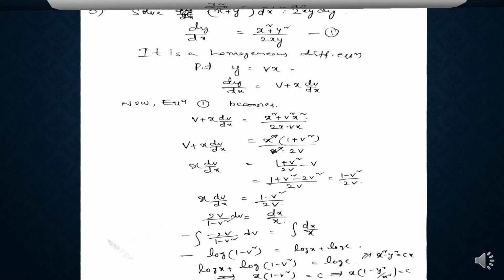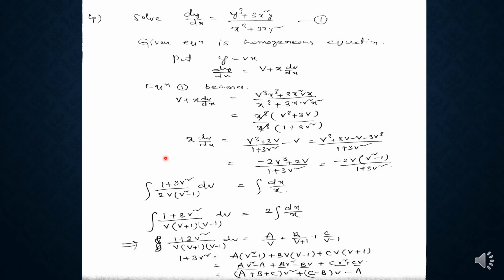Next problem. Solve dy by dx is equal to y cube plus 3x square y by x cube plus 3xy square. So the given differential equation is dy by dx is equal to y cube plus 3x square y by x cube plus 3xy square. This is not possible by using the variable separable method, and this is not the linear form, and this is not the exact differential equation.